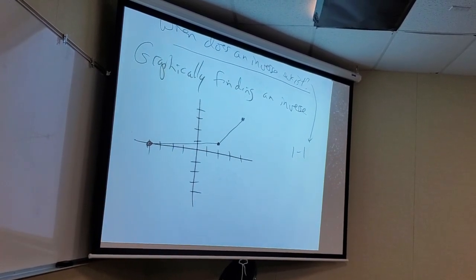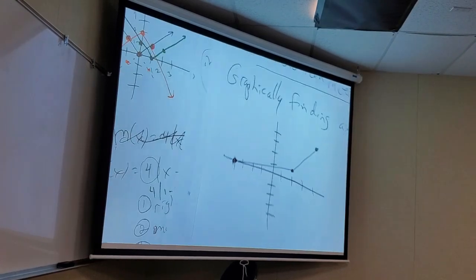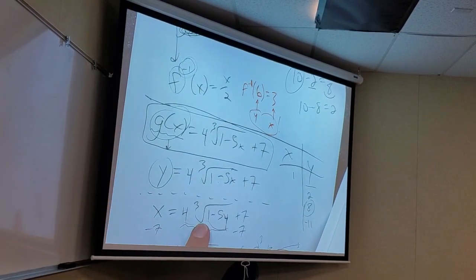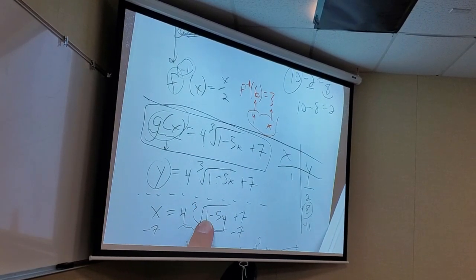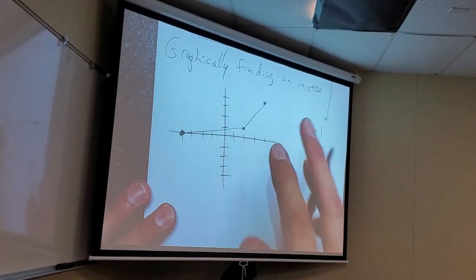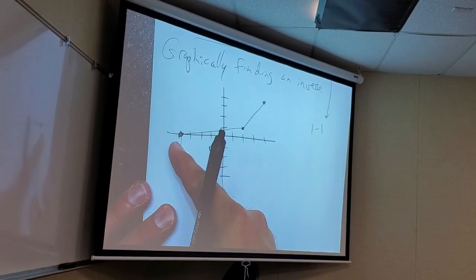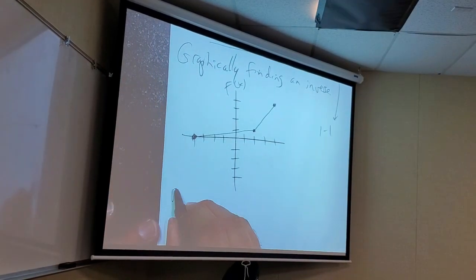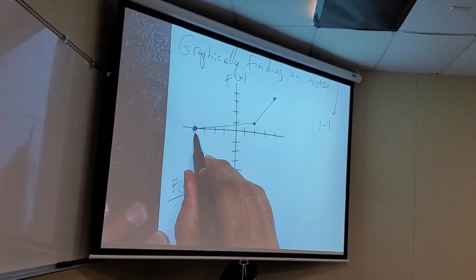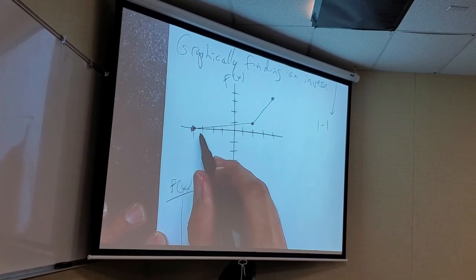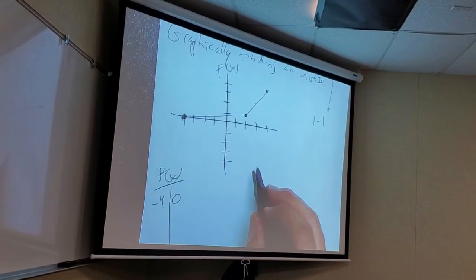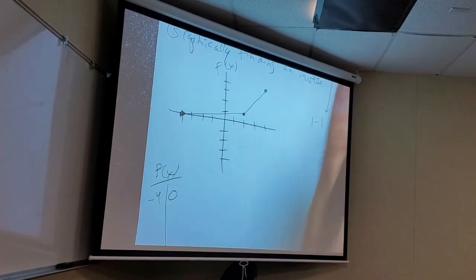Can somebody remind me, what was the first step we did when I was trying to find an inverse algebraically? What was the first thing we did? Subtracted 7? No. You switch x and y. Switch the x and y. So visually, what will I do? What point is this? Let's call this f of x. So what points does f of x go through? Negative 4, 0. Is that cool? Negative 4, 0. Give me another point, somebody else. 2, 1. Somebody else, another point.